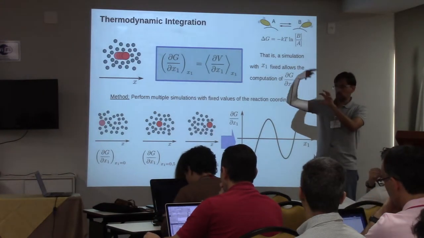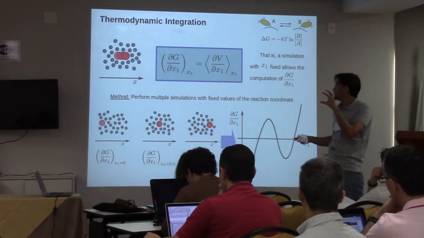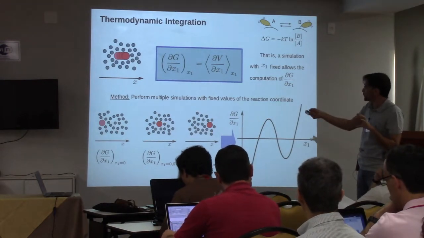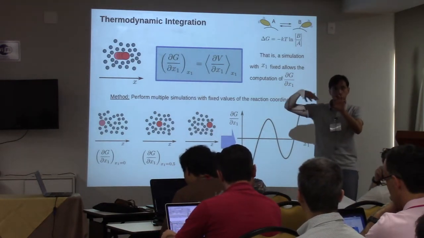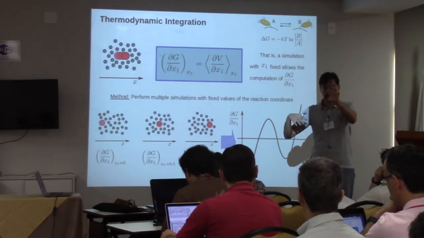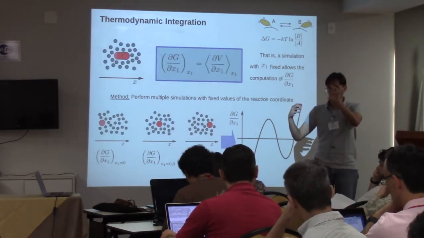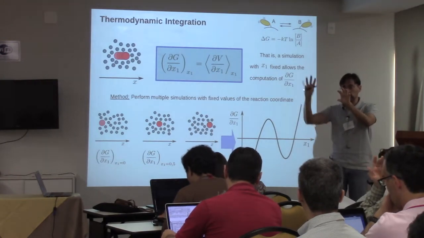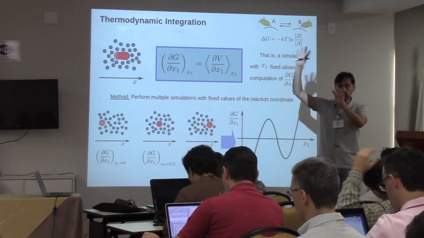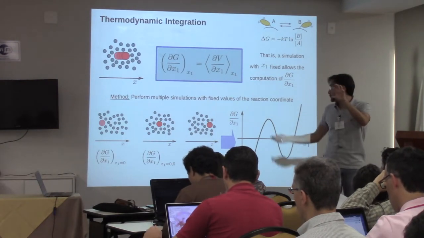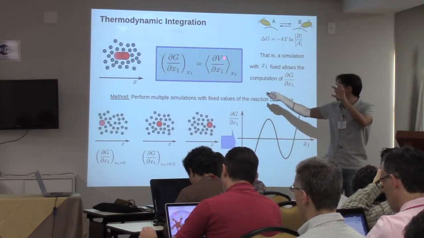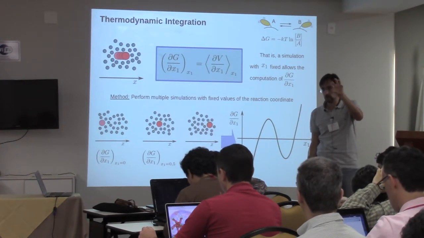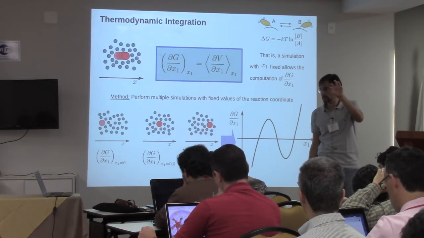Everything else is moving. So for each configuration, it is possible to compute the derivative of the potential energy for each configuration of the system, where everything is moving except the coordinate I have fixed. Everything is moving, but given one configuration of this set of configurations my simulation is sampling, I can compute the derivative of the potential energy relative to the movements of this atom which I have fixed.